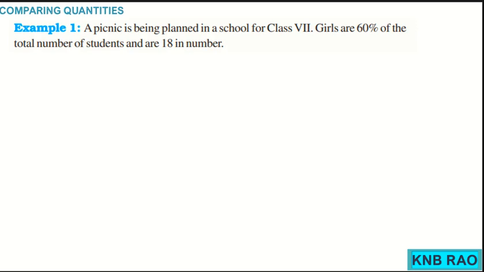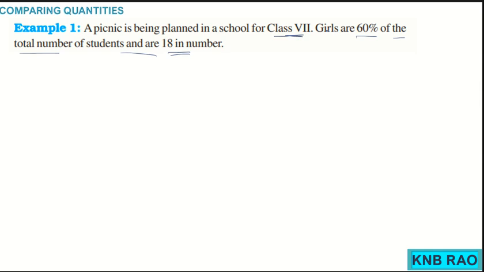Then now coming to example number 1. With this example, I will explain most of the concepts that we have learned in your previous class, 7th. First, a picnic is being planned in a school for class 7th. Now, in class 7th, girls are 60% of the total number of students. If girls are 60% of the total number of students and are 18 in number, how many total students are there in that class? That would be a question.